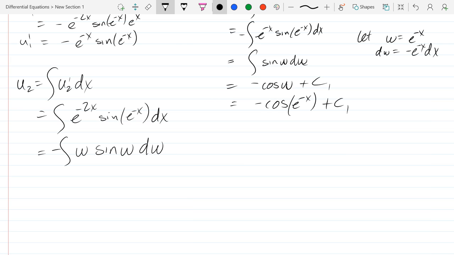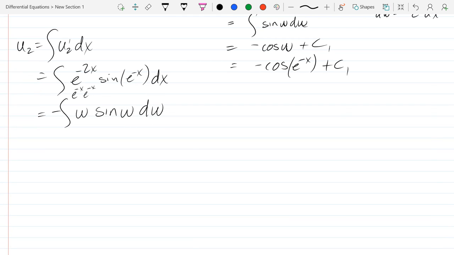So e to the negative 2x is, of course, e to the negative x times e to the negative x. So one of them is going to come out with the dw. And then one of them will be left over, so we'll just call that w. So one of them goes away with the dx substitution, and the other one will turn into a w. How in the world do we integrate this? Yep, integration by parts.